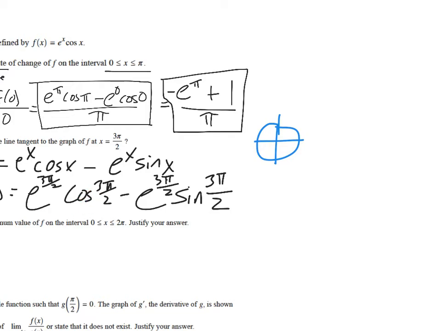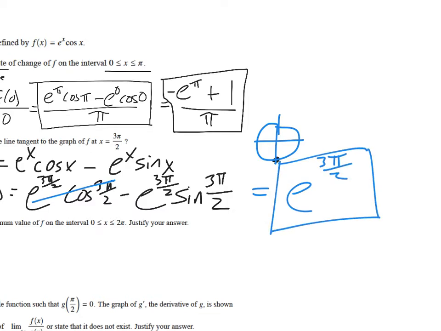So cosine of 3 pi over 2, this is my little unit circle just for reference. 3 pi over 2 is down here. Cosine is 0. So this guy is going to be 0 times e to 3 pi over 2. Sine of 3 pi over 2 is negative 1. So this will be negative 1 times negative e to the 3 pi over 2, which is positive e to the 3 pi over 2.